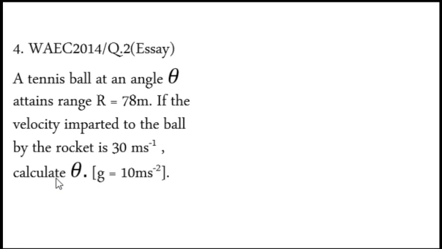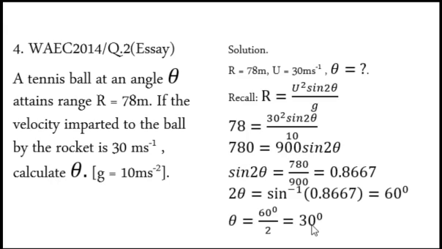If we cross multiply, 78 times 10, that will be 780 equals 30 squared, that will give you 900 sin 2 theta. Divide both sides by 900, you have sin 2 theta equal to 780 over 900, and that will give you 0.8667. Then you find the sine inverse of that value, that is 2 theta equals sine inverse of 0.8667, and that will give you 60 degrees. Then divide both sides by 2, so theta equals 60 degrees over 2, and that will give you 30 degrees. Alright, this is how far we can go in this discussion.